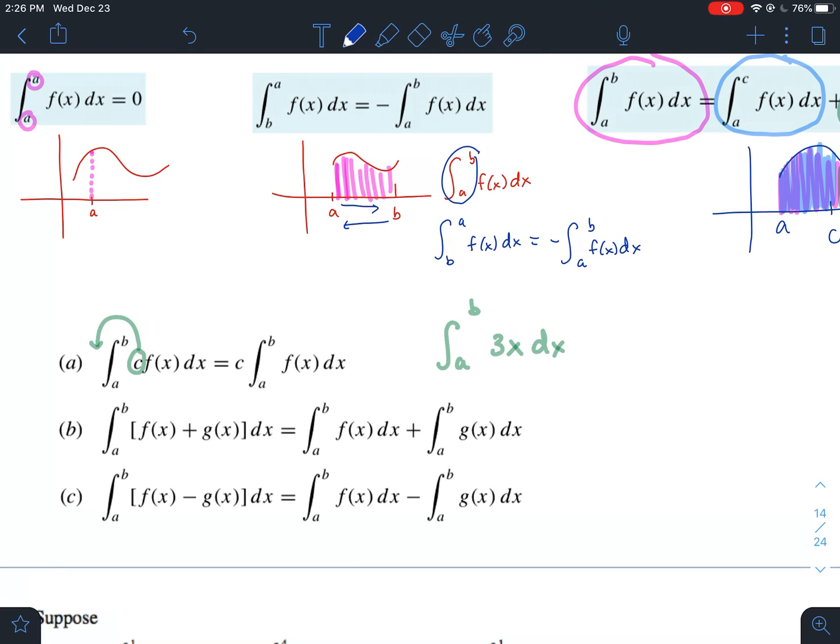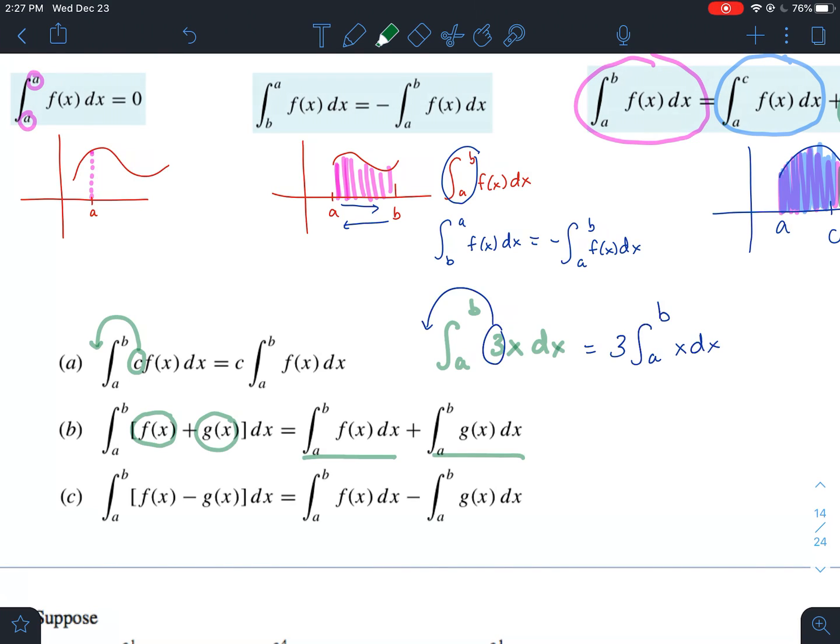If an integral has a constant in front, you can pull that constant to the outside if you want to. So for instance, if I had the integral from A to B of 3x dx, if you want to, you can take that 3 and pull it to the front because it's a coefficient. So we could have 3 times the definite integral from A to B of x dx. You don't have to, but you can.